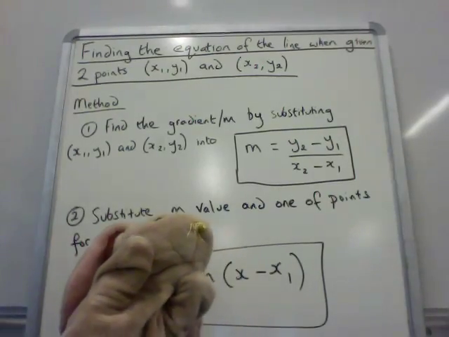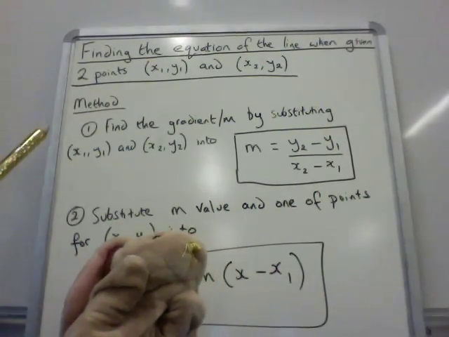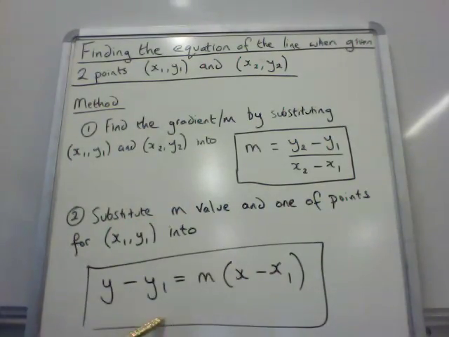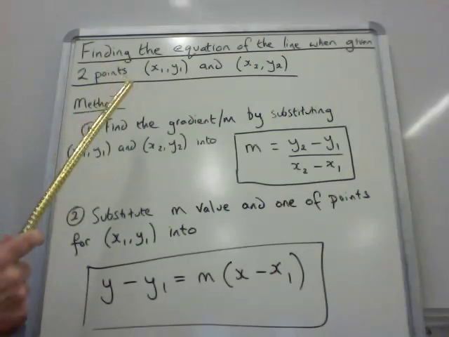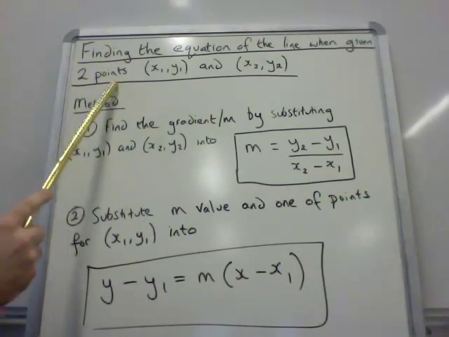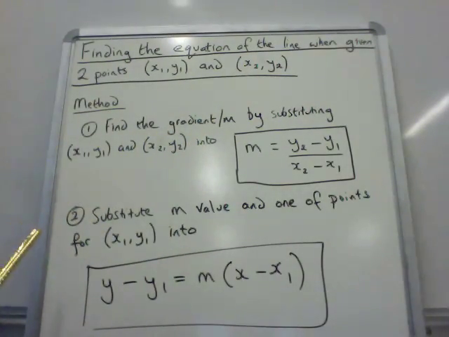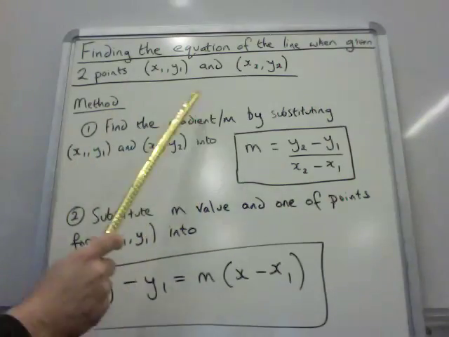Last time you were finding the equation of the line when you were given a point and m, and you were just using this equation, y minus y1 equals m(x minus x1), and to use it you need a value for m and a value for x1 and y1, a point on the line. This time, however, you need to find the equation of the line when given 2 points, x1 y1 and x2 y2. It's very simple, just means at the beginning you're going to have to do this first.